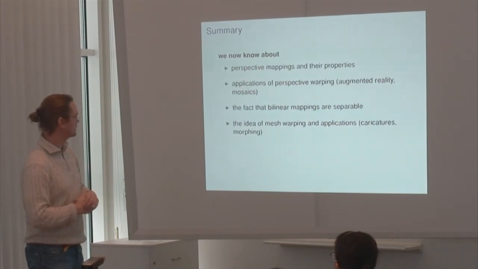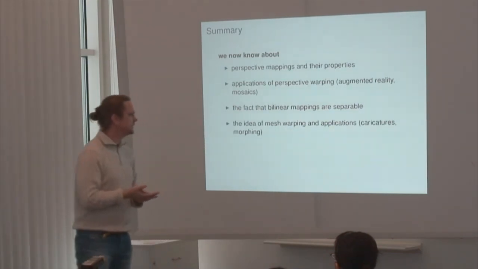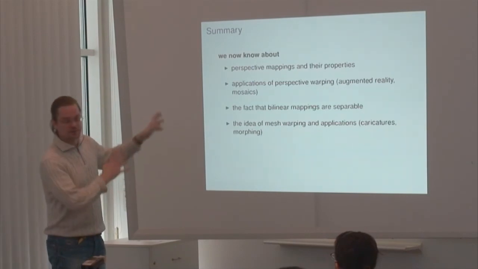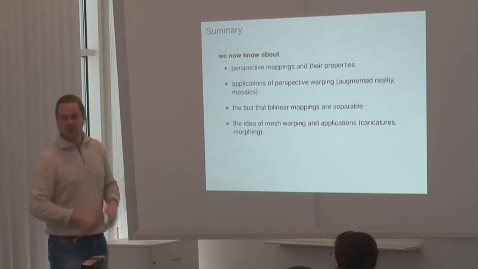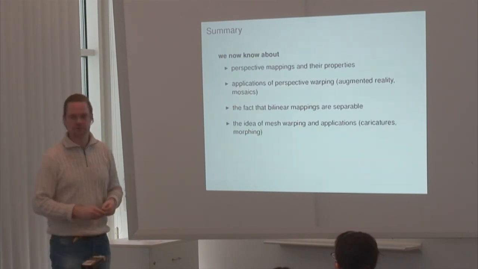And we then learned about the fact that bilinear mappings are separable, and that led us to consider applications of separable bilinear warps, which can really be done very quickly. And here we looked into the creation of these, in our case, caricatures, but usually it's used to make models slimmer than they really are. And we also saw how to do morphing. That is all for today.